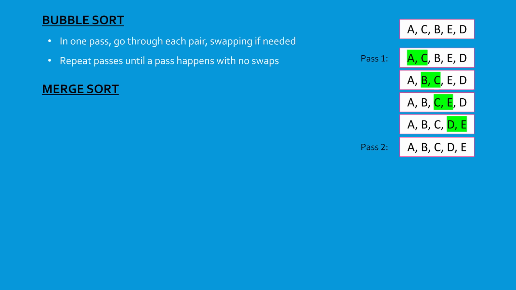Again, I've been very careful with how I've chosen these examples because in the second pass, there would be no swaps, and so therefore it would end. But there is always going to be a pass where no items get swapped, and then it will end.